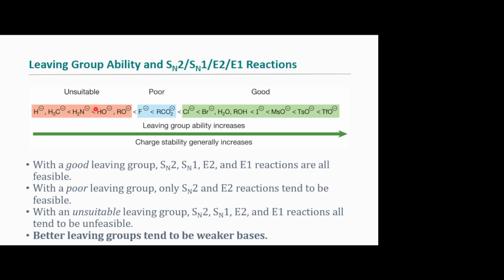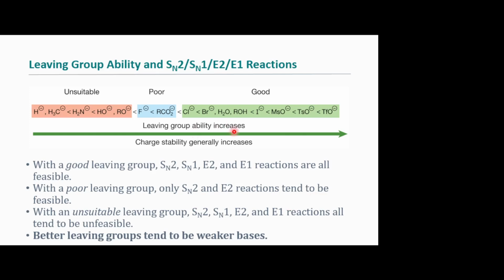If we have an unsuitable leaving group, then realistically they're just all going to be unfeasible because your leaving group just is not going to leave. If you never get a leaving group, then you don't have any of those reactions. So if it's in the unsuitable list, you're just out of luck for any of it. Now, better leaving groups are going to tend to be weaker bases. That's the overall trend here.